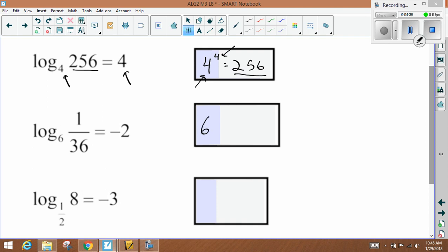6 to the -2 power is equal to 1/36. Why does that make sense? Because 6 to the -2 power is the same thing as 1 over 6 squared, which is 1/36.